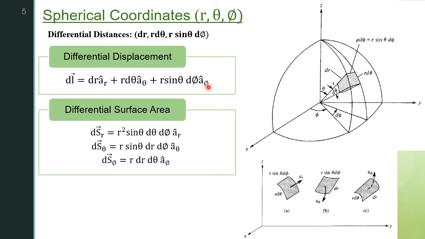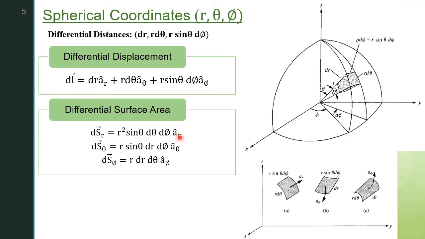Now, to find the area, this is also considered approximately a small cuboid structure, so it also has 6 faces. Opposite faces have the same area. If you are finding the area along each direction, the radius is varying radially outward. So if you find the area of this face, you will get the area along the r direction. It is a product of r d theta and r sin theta d phi. So you will get r squared sin theta d theta d phi ar cap.